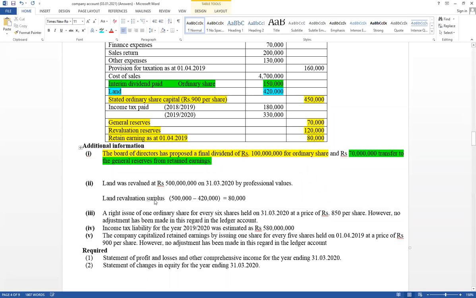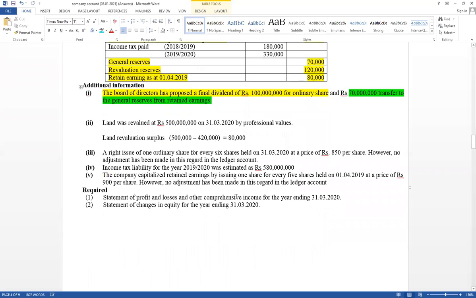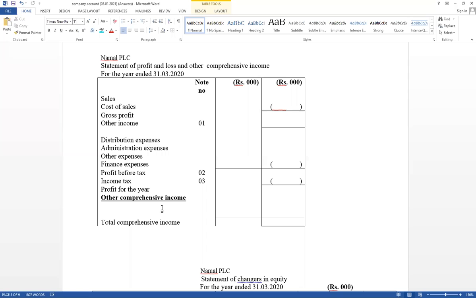Revaluation surplus of land, that value should be included under other comprehensive income. Therefore, in the statement of profit or loss and other comprehensive income, under other comprehensive income, write the revaluation surplus of land, 80,000. Record it. That value can be included in the last column.